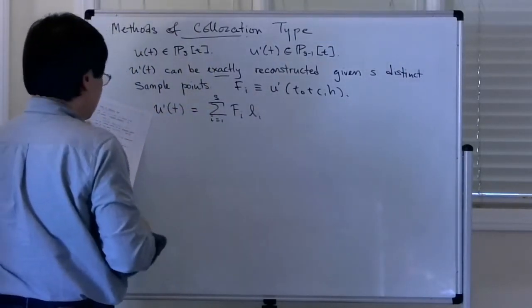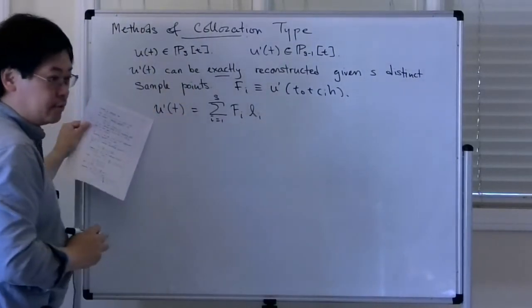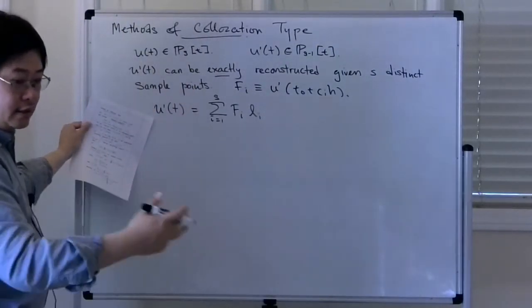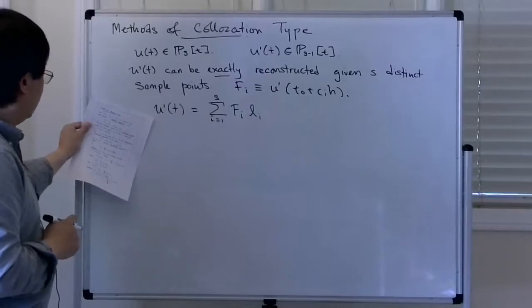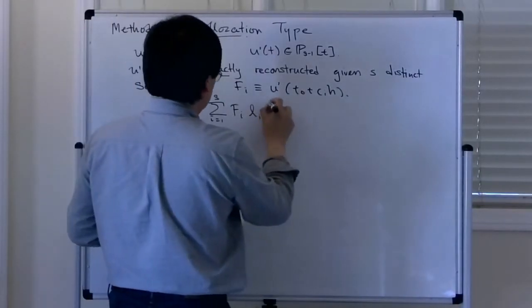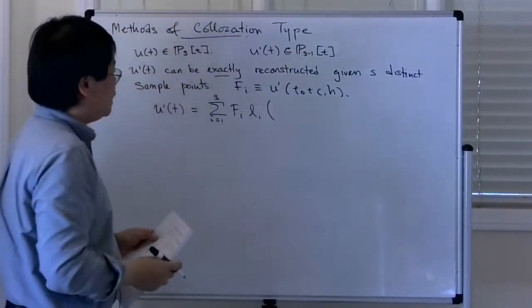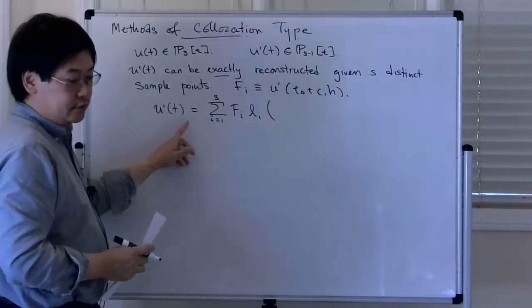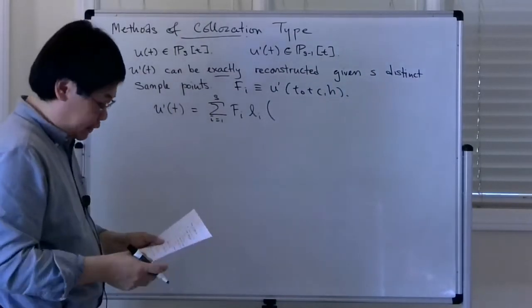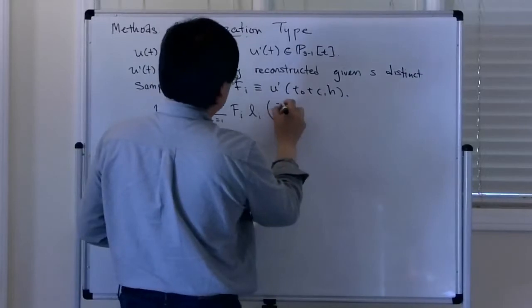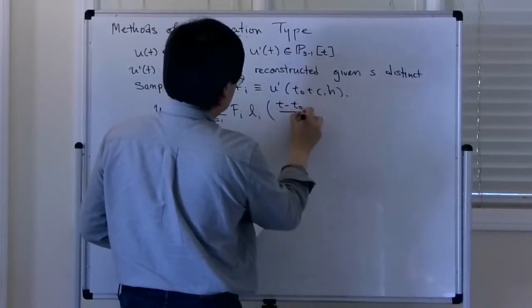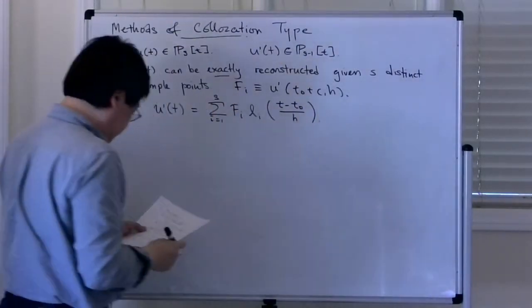And again, usually the Lagrange polynomials are defined on the interval from 0 to 1. So when I write this in terms of t, which is defined from t0 to t0 plus h, I have to do a rescaling. So I write this as t minus t0 over h.